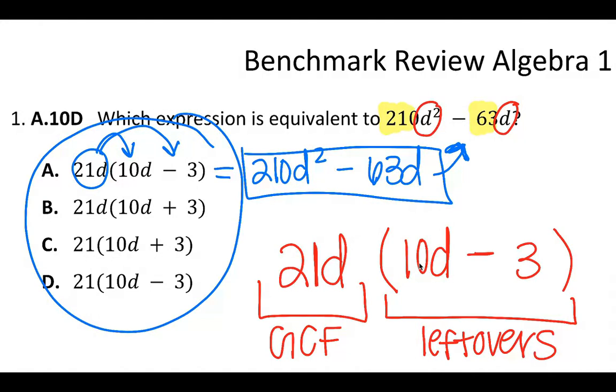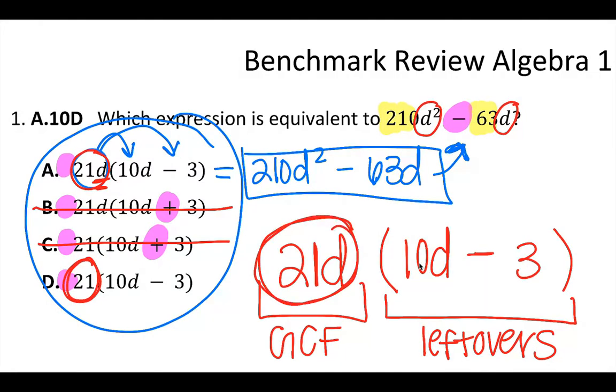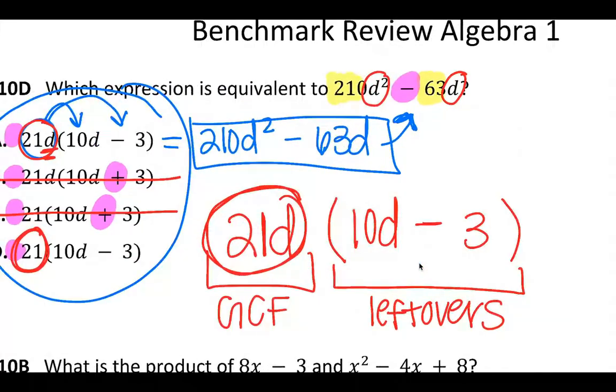Also, a quick elimination method would be, this has to be a minus. There's no minus on the outside of any of these, so I know it has to be minus on the inside. So these with a plus, automatically I can get rid of. So I'm down to these two. The difference between A and D is that this one has the 21d, and this one just has 21. And we know we need to take out the 21d. So the correct answer for this one is A.